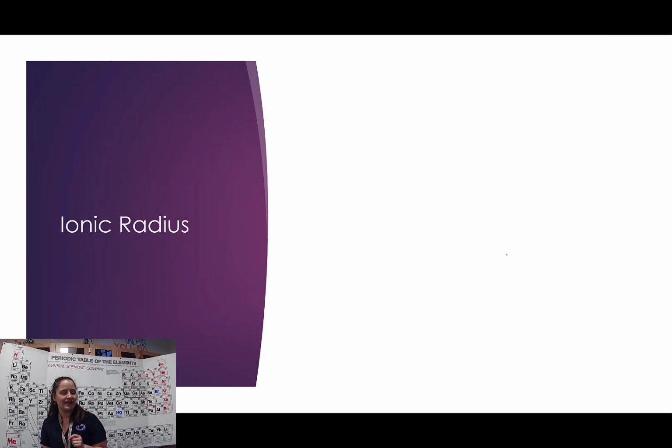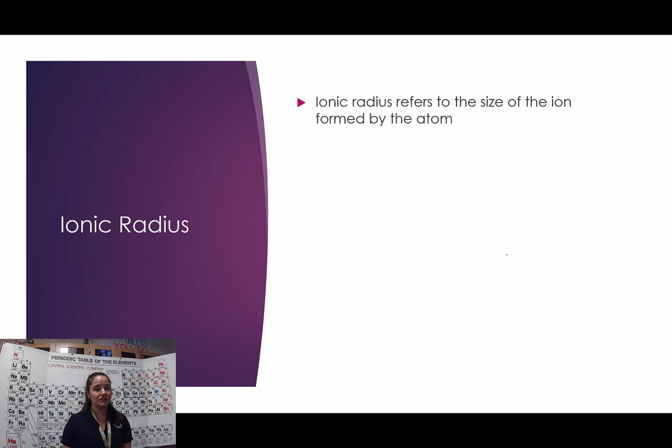Now, let's talk about the last one, ionic radius. This we will get deeper into when we get into ion formation and ionic bonds and how ionic compounds form. But for now, ionic radius is just referring to the size of the ion formed by the atom.